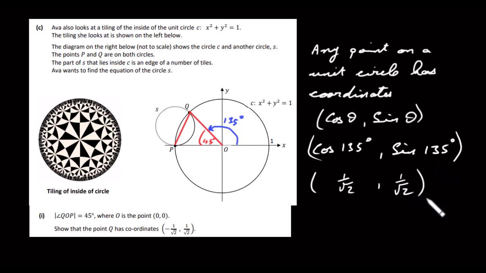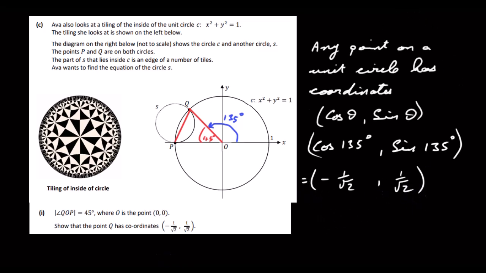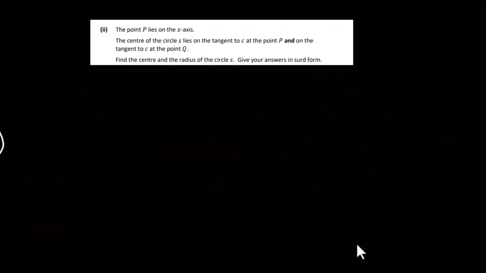Now we're in the second quadrant. That means cos is negative in the second quadrant, so this is minus 1 over root 2, and the sine is positive in the second quadrant, so this is going to be plus 1 over root 2 here. So that's really it. So let's move on to the next question.